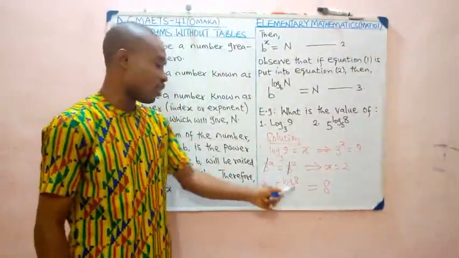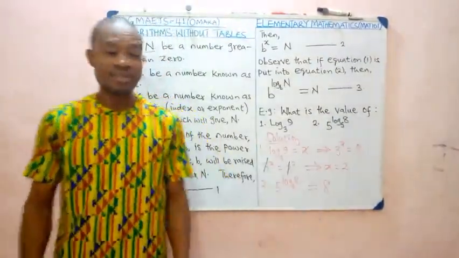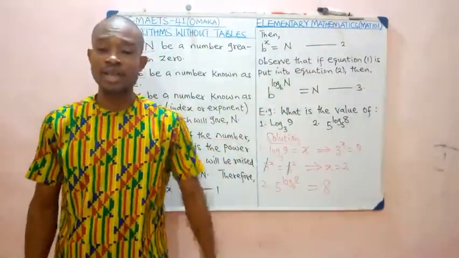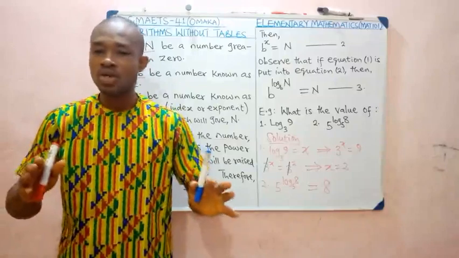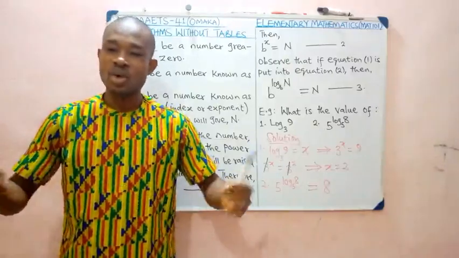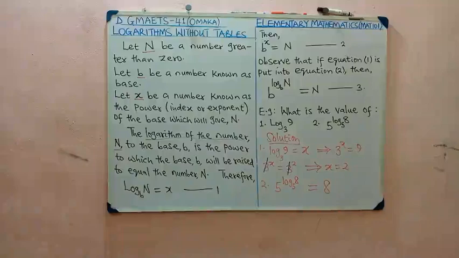Is that okay? There's a 5 raised to the power log 8 to base 5 still. So it's as if this 5 and log 5 will disappear. Then your result will give you 8. That goes with this equation 3 like I explained. In the next video, we're going to look at the laws of logarithms, and then we consider how we can use them to solve problems.